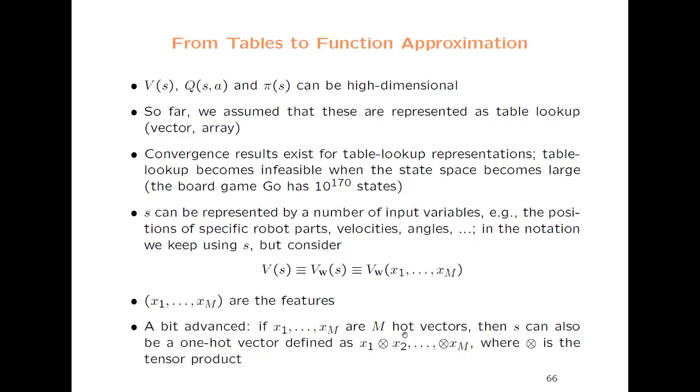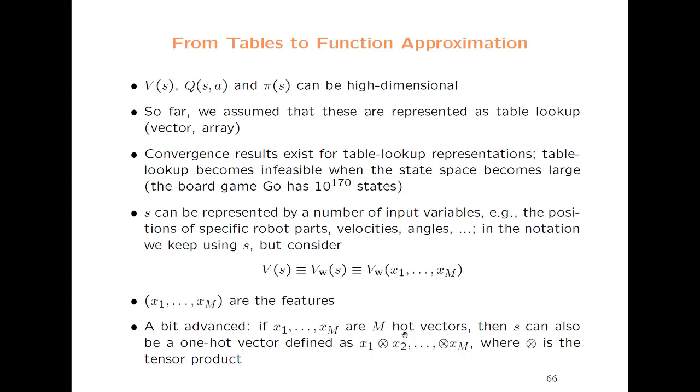So M1 hot vectors should be there. And then S, and S is also one hot vector. Then S can be considered a tensor product of the individual representations. But this is a little bit advanced and we don't really use that. But it's important that we don't always have to go into the state-based or explicit state-based representation.